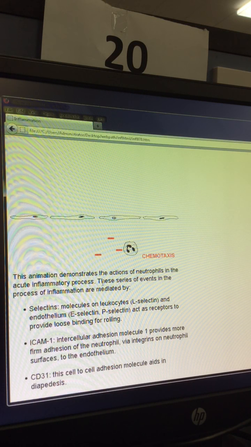These are all helped by what? Mediated by a series of events. One of them is selectin, ICAM-1, CD34, myeloperoxidase. All these will help the neutrophils to roll out over the endothelial cells.